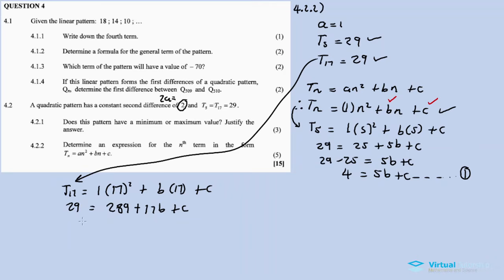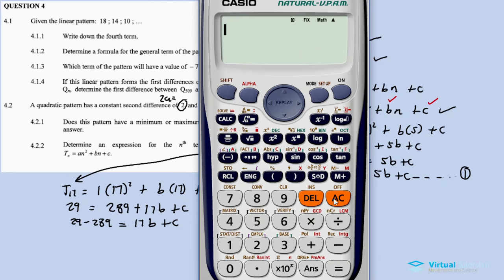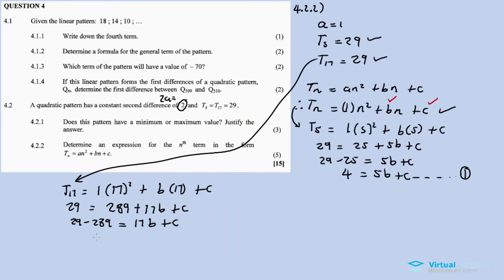Then we simplify further again. 29 minus 289 is equal to 17b plus c. So 29 minus 289 is minus 260, equal to 17b plus c. This is equation number 2.